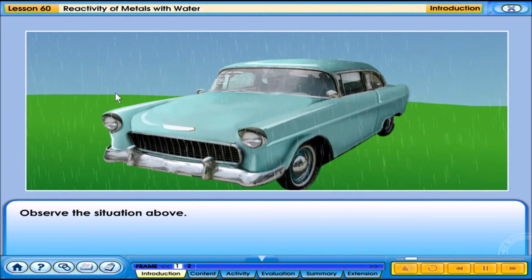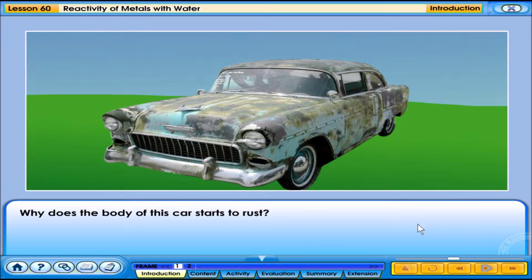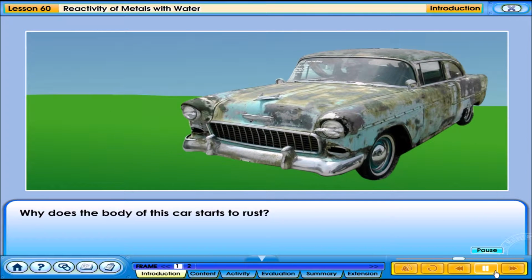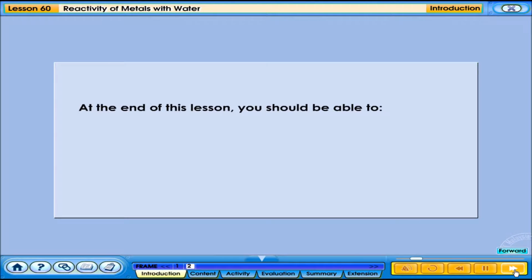Observe the situation above. Why does the body of this car start to rust? How is the rust formed? Is this a chemical or physical reaction? At the end of this lesson, you should be able to describe the reactivity of metals with water.